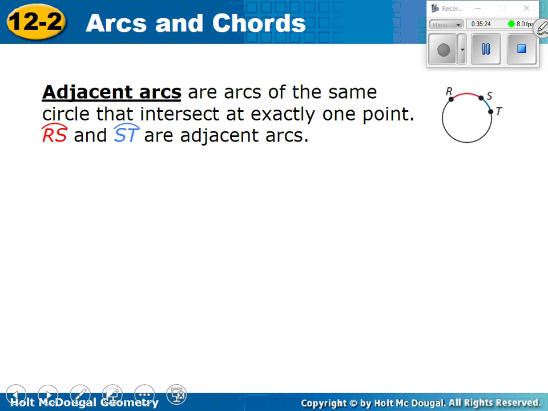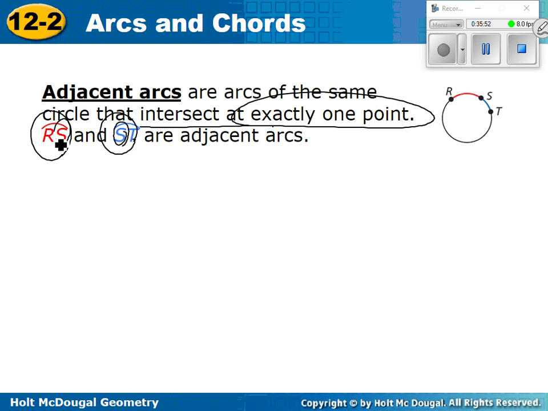So a couple more vocabulary words. Bear with me for a few more minutes. Make sure you understand. Adjacent. What does it mean for two things to be adjacent? Next to each other. So adjacent arcs are two arcs that are next to each other, but they touch at one point. For them to be adjacent, they have to intersect at exactly one point. They cannot overlap each other. So notice that RS and ST touch at point S. Those are called adjacent arcs.